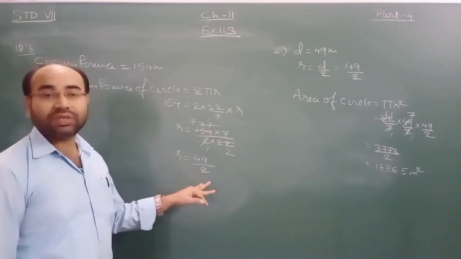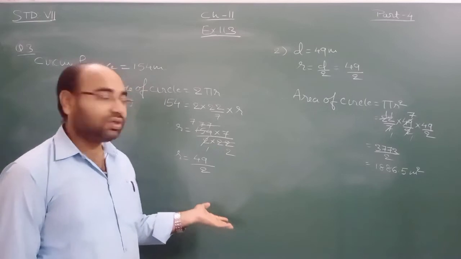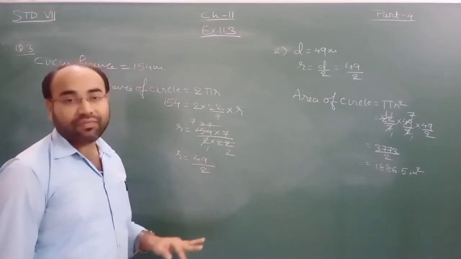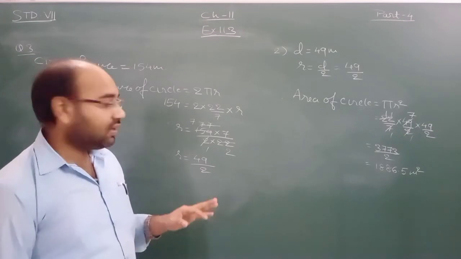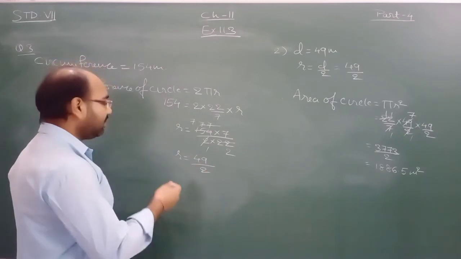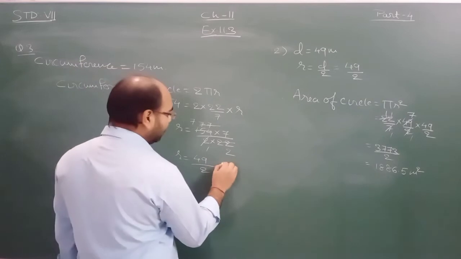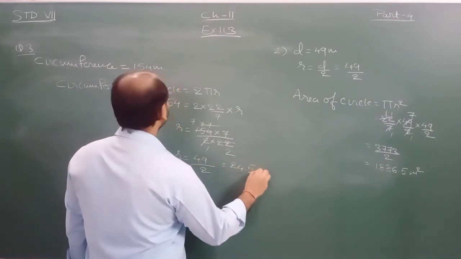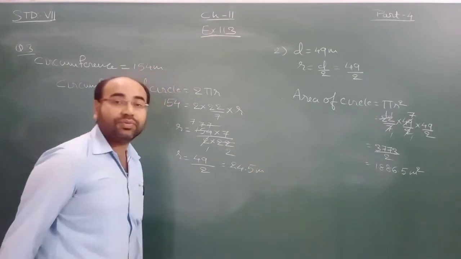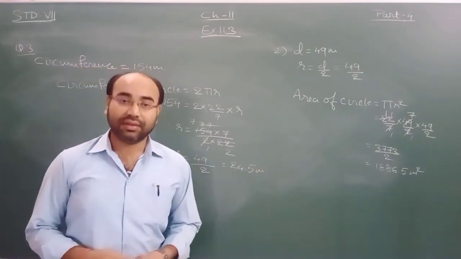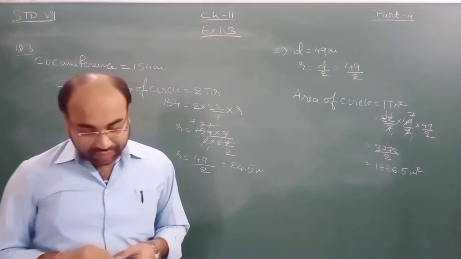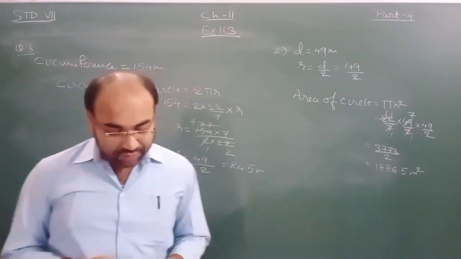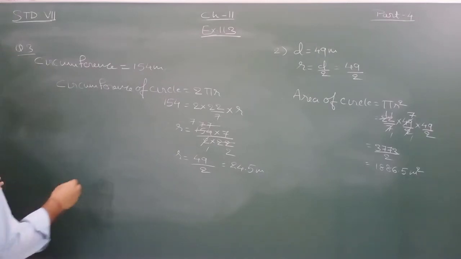So if we want to change it into decimal, we can change. It will be 24.5 will come as the answer. But let us change it. So it will come as 24.5 meter is what we will get as the radius. Now we have to find out the area also. So what we will do?